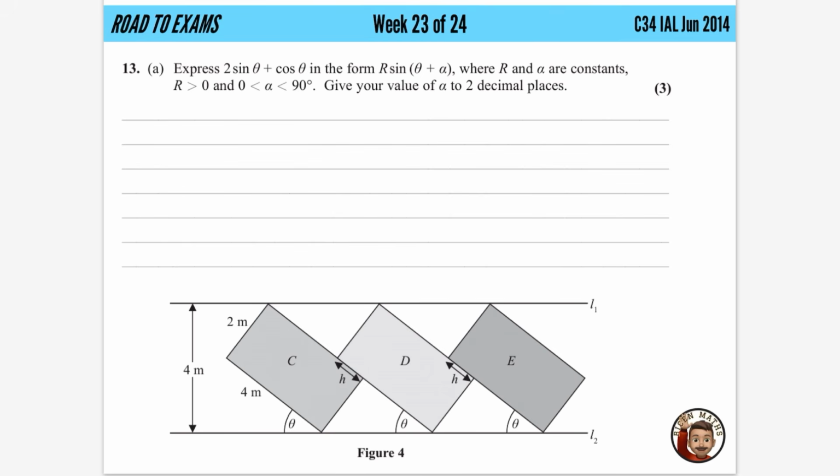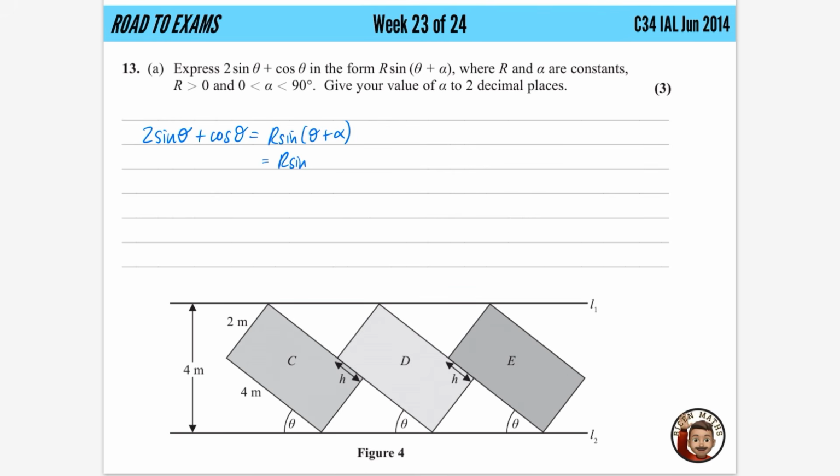So we're going to start off with part A. I'm not even going to look at this crazy diagram just now. We're just going to express 2 sine theta plus cos theta in the form r sine theta plus alpha, and we're going to find r and alpha. R is greater than 0 and alpha is in degrees between 0 and 90, and we'll do alpha to 2 decimal places.